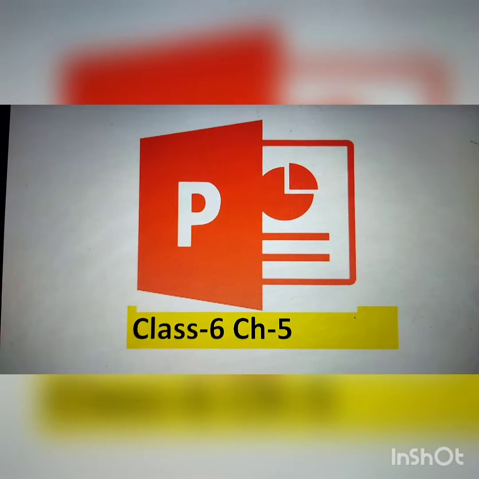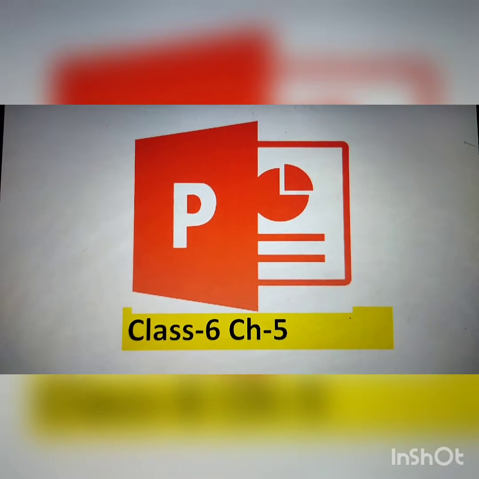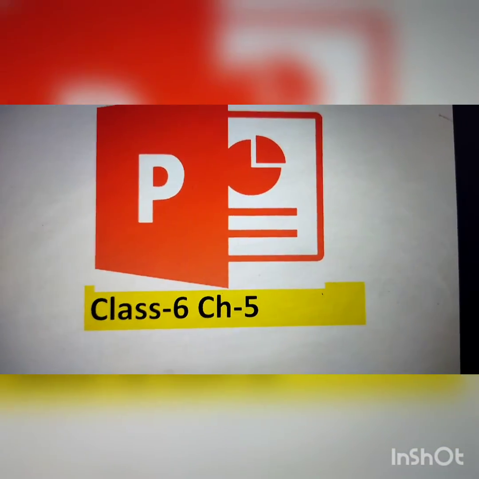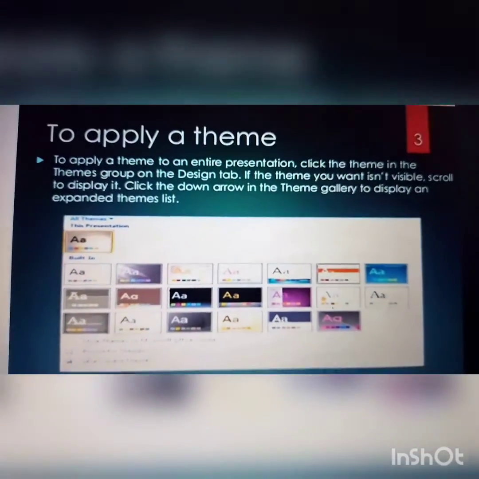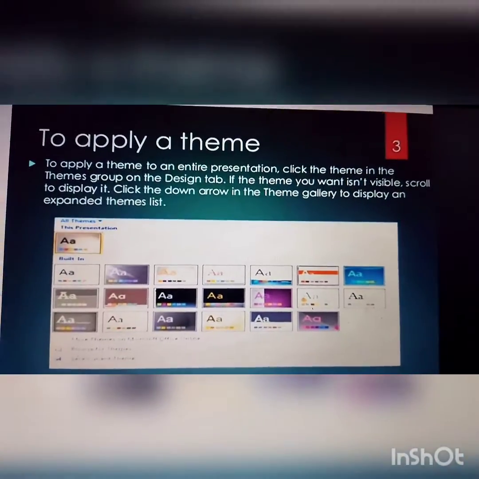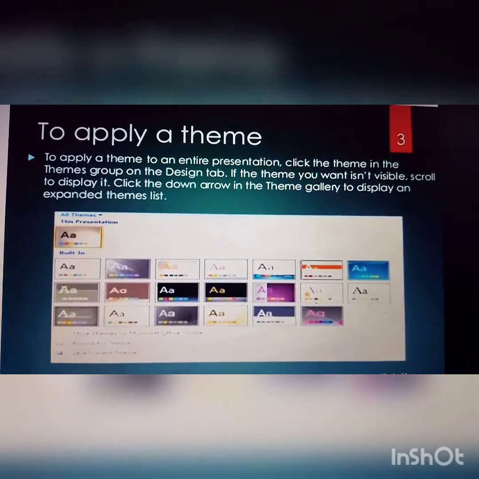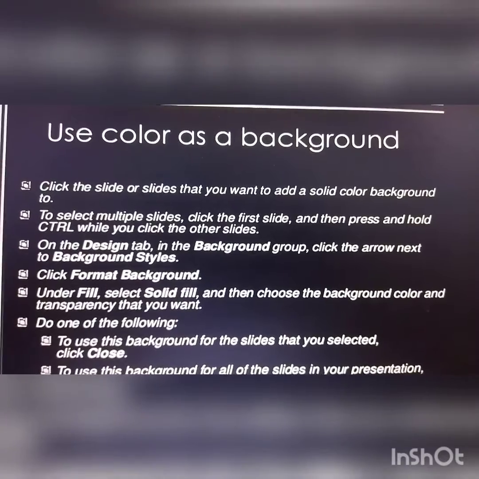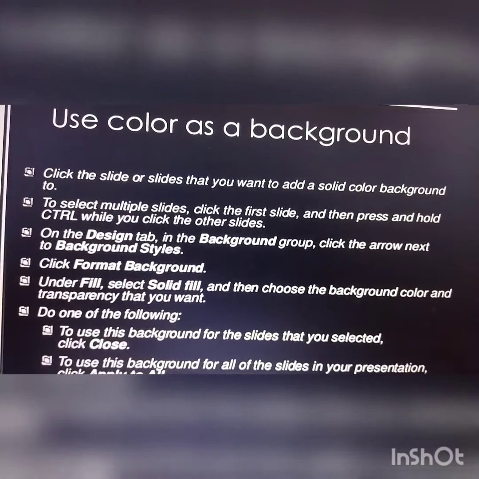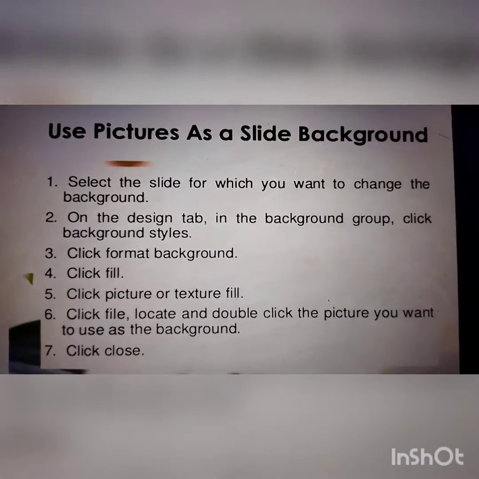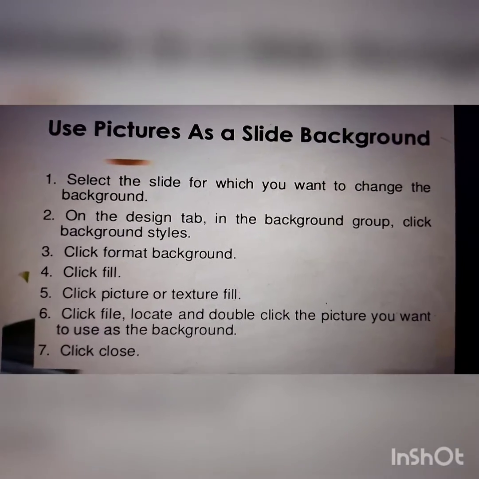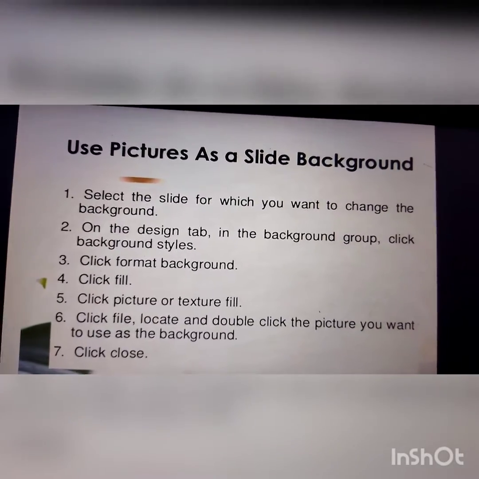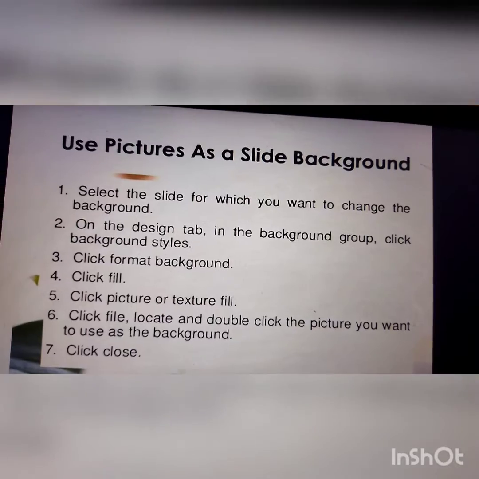So, class 6, chapter number 5, PowerPoint presentation. Your chapter is class 6, PowerPoint advanced features. Now, last class we already completed topics like themes in your PowerPoint presentation, then different types of colors as a background. You applied templates, we discussed this topic, students, and how to use a picture as a slide background in your PowerPoint presentation. In the last class, we also studied different types of effects.